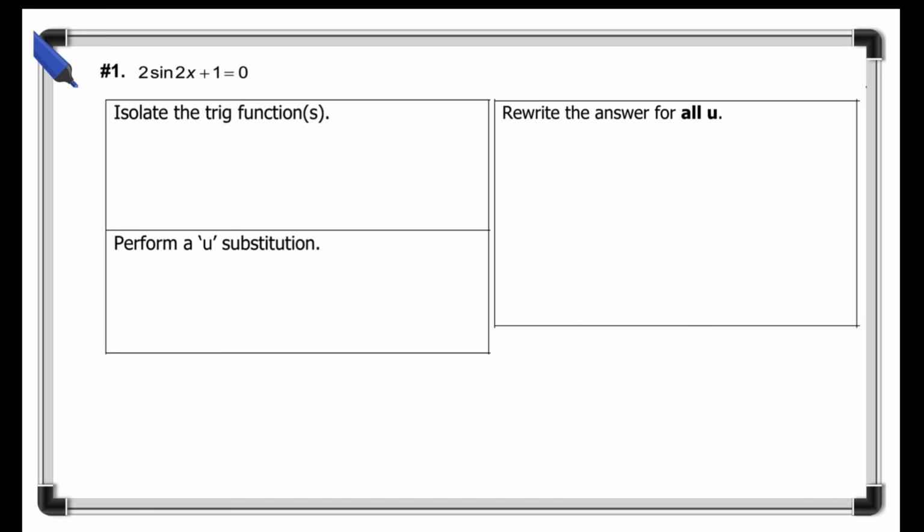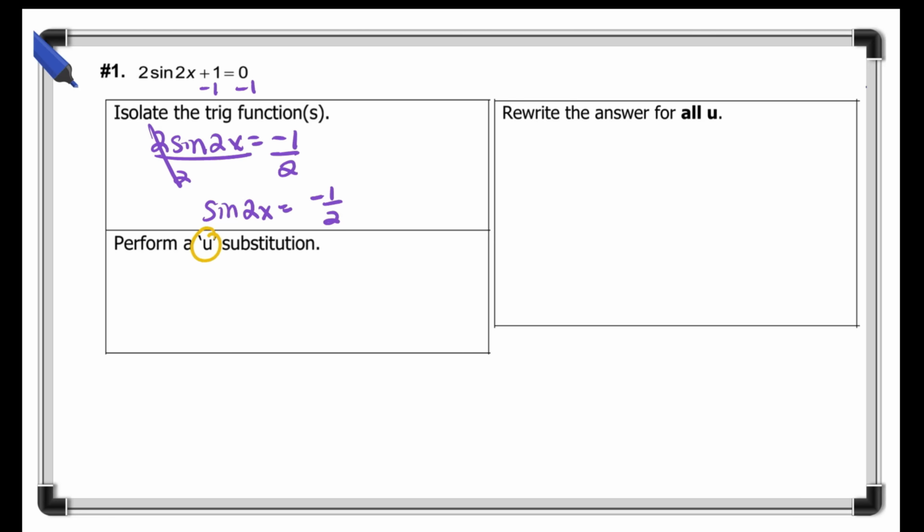So in this question, we're going to start off with isolating our trig function. We are going to subtract 1 from both sides, and then divide both sides by 2. That cancels out the 2 that's in front, so we get sine 2x is equal to negative 1/2.